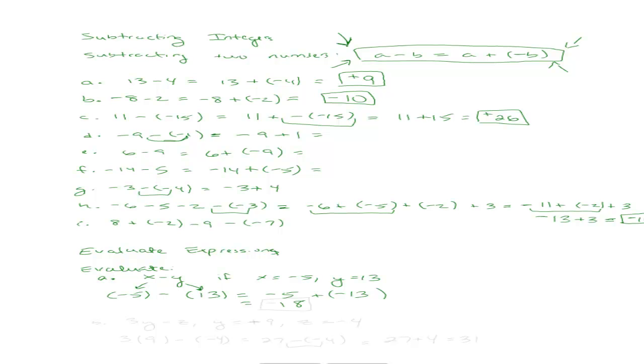So here we have two numbers with the same sign. All I'm going to do is add up their absolute values. So I am going to get 18 and keep the sign of both numbers, which was negative. So my answer is negative 18.